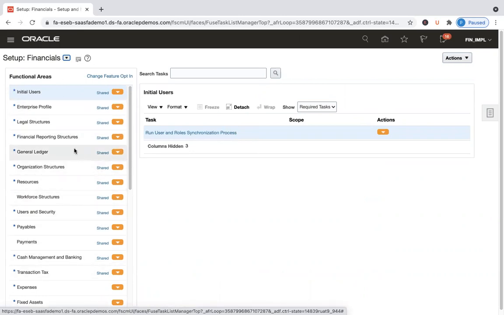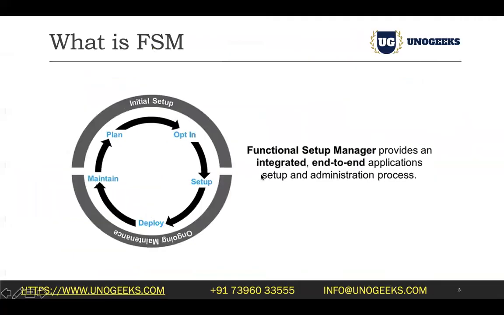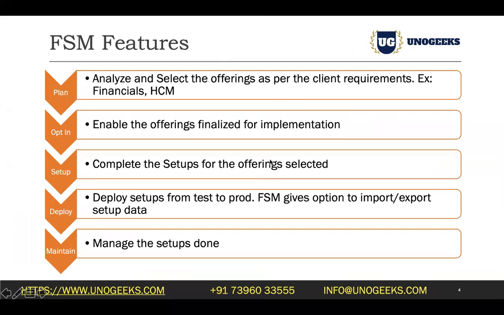Functional areas are nothing but, you could think of them as modules. You have GL, you have payables, you have payments, you have fixed assets, expenses. So all these are nothing but modules. Think of them as functional modules. So yes, you would first plan your implementation: what offerings need to be implemented, whether it is financials plus HCM or only financials. And then you would enable those offerings.